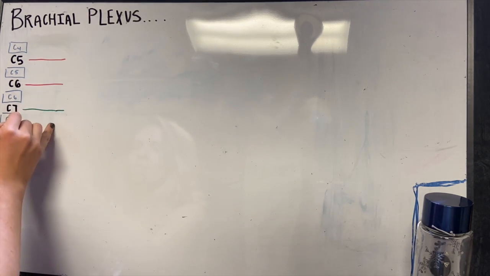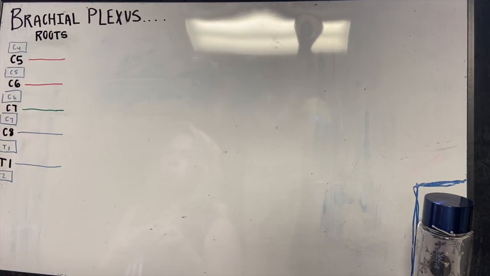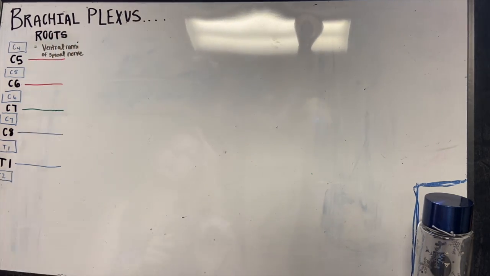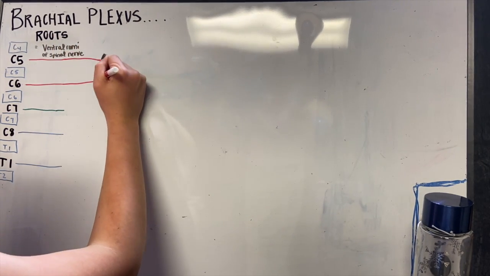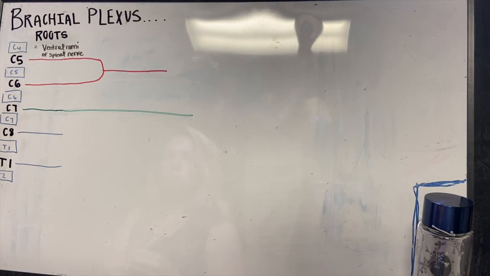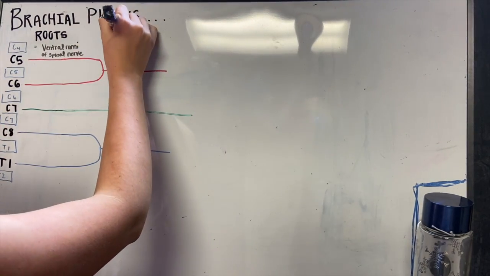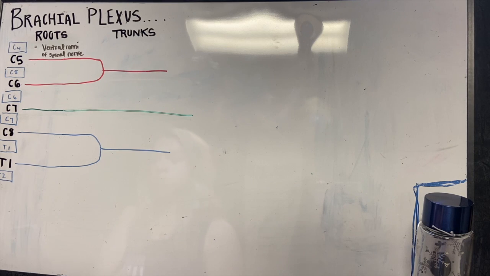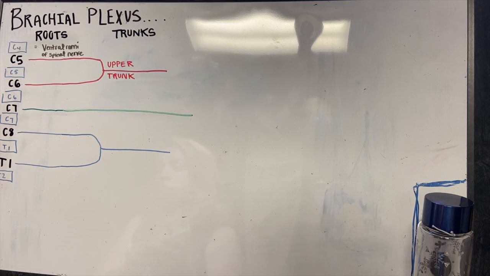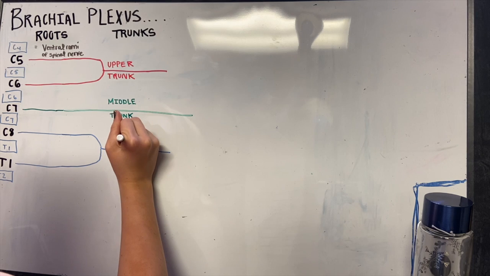So one of the first pieces are the roots, which I'm drawing, showing the extension, and those are just referred to as the anterior rami of the spinal cords. Just like a tree, the roots will eventually go into the trunks. So we will divide into 3 different trunks that are close to the base of the neck. We will have the superior trunk, the middle trunk, and the inferior trunk.